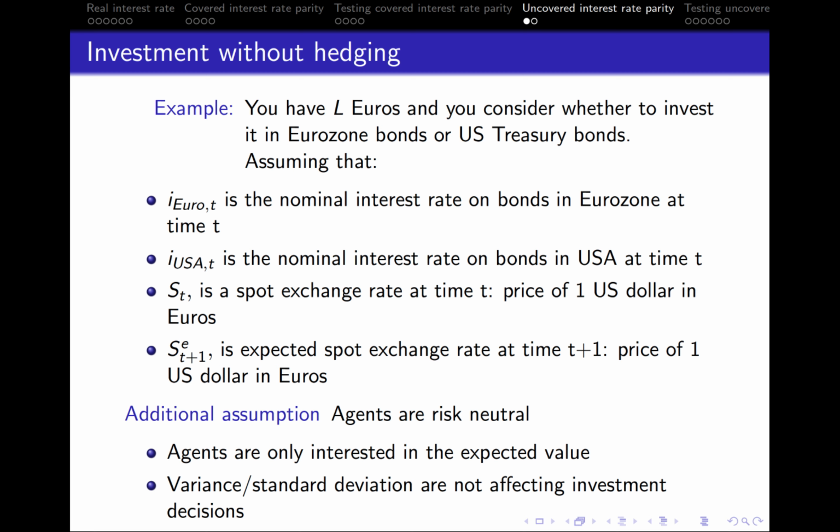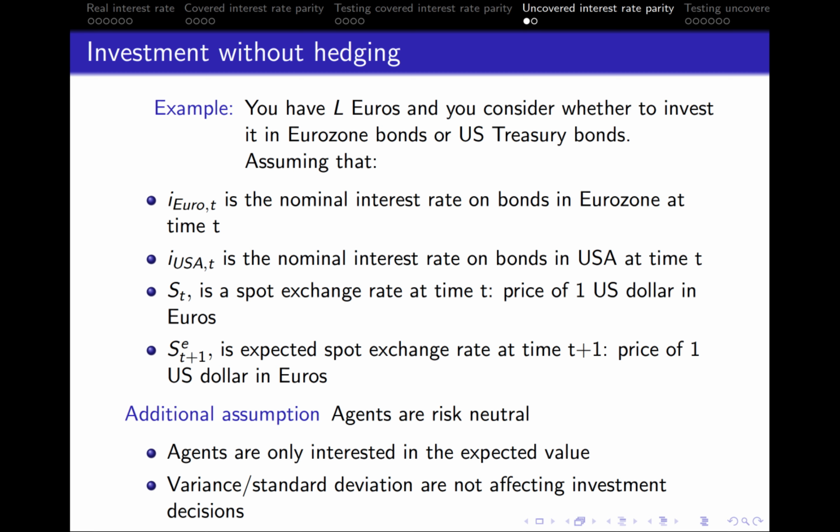You have L euros, and you consider whether to invest it in Eurozone bonds or US Treasury bonds, assuming, of course, that I Euro T, I added subscript T now for reasons that will become obvious in a second, is the nominal interest rate on bonds in the Eurozone at time T. I USA T is the nominal interest rate on bonds in the USA at time T. S T is the spot exchange rate at time T, so this is the price of $1 in euros at time T. And E S T plus 1 is the expected spot exchange rate at time T plus 1. Price, so this is the price of $1 in euros.